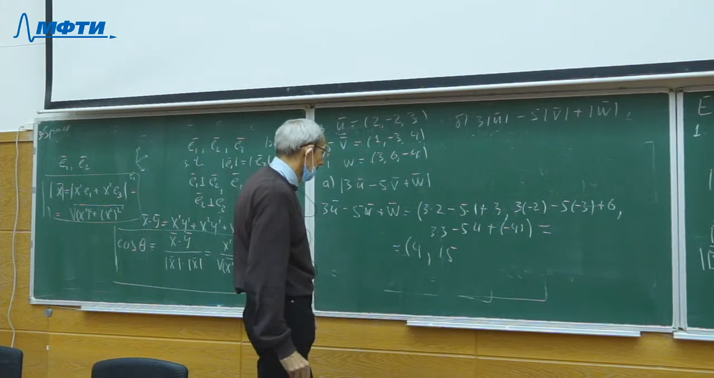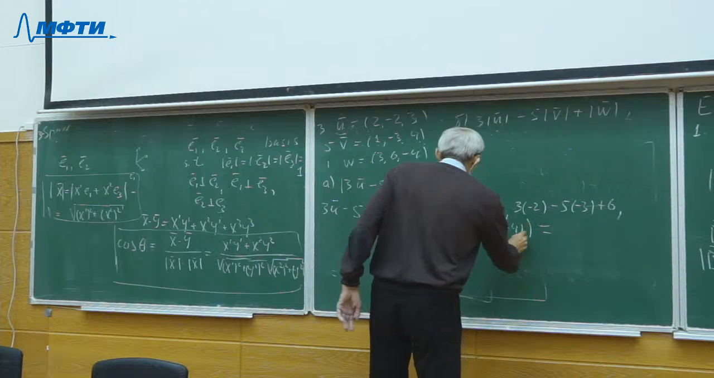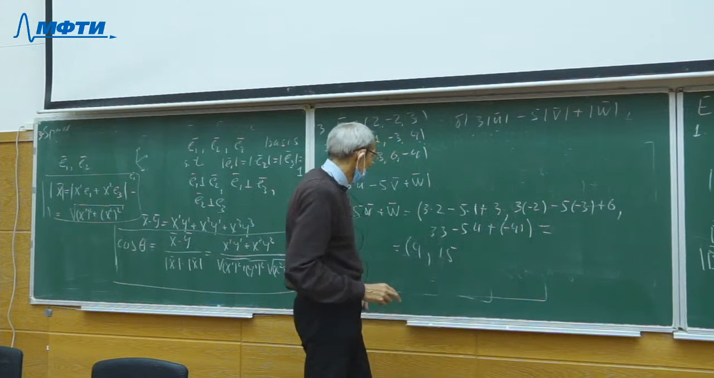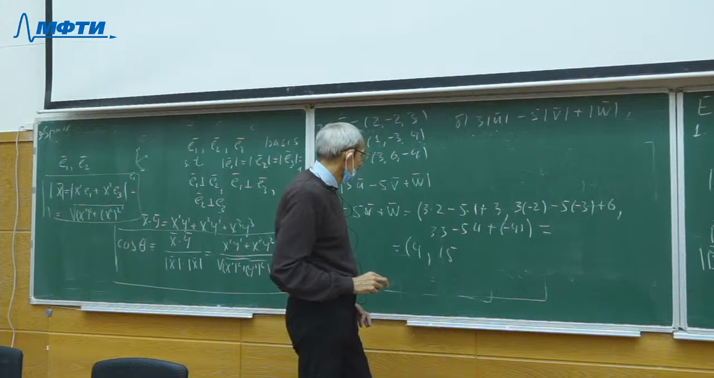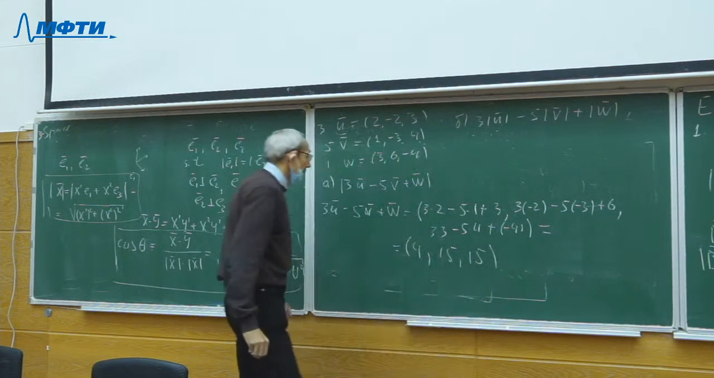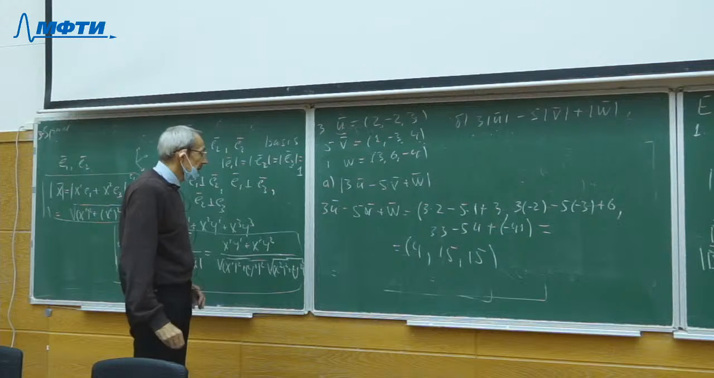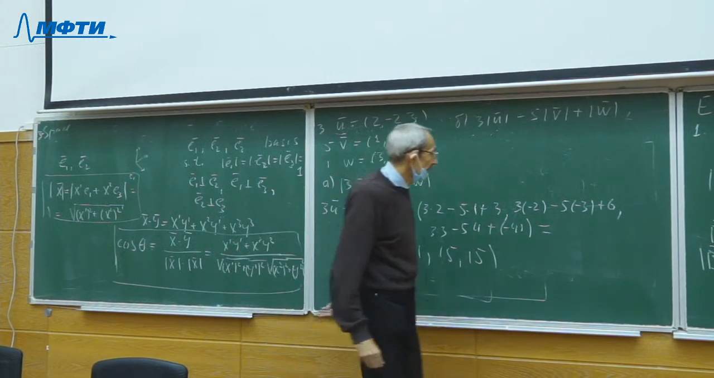And minus 4, minus 20, minus 24, plus 9, 15. And we obtain that the coordinates of this vector are 4, 15, 15.